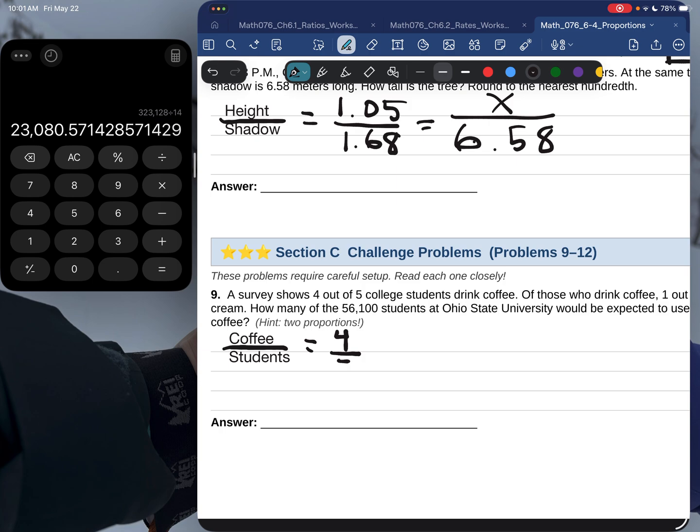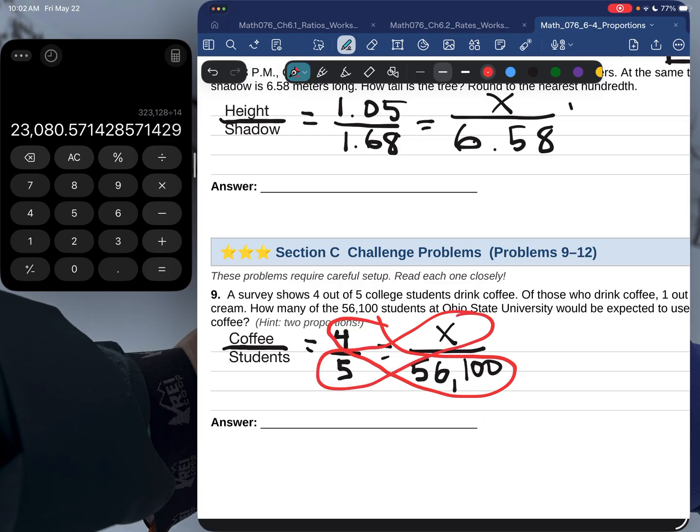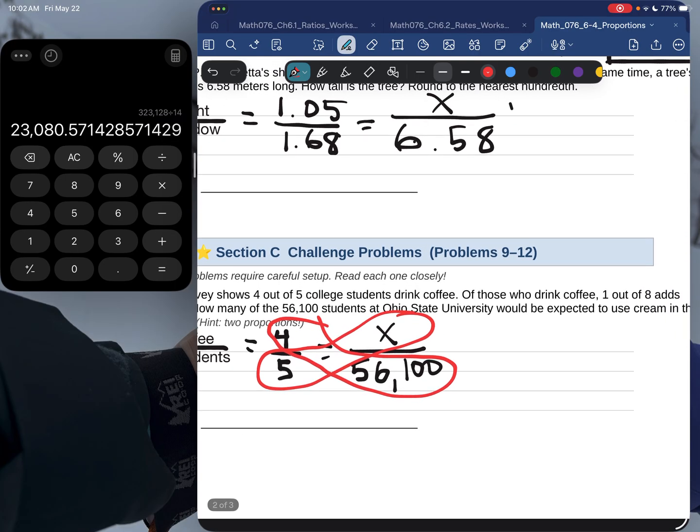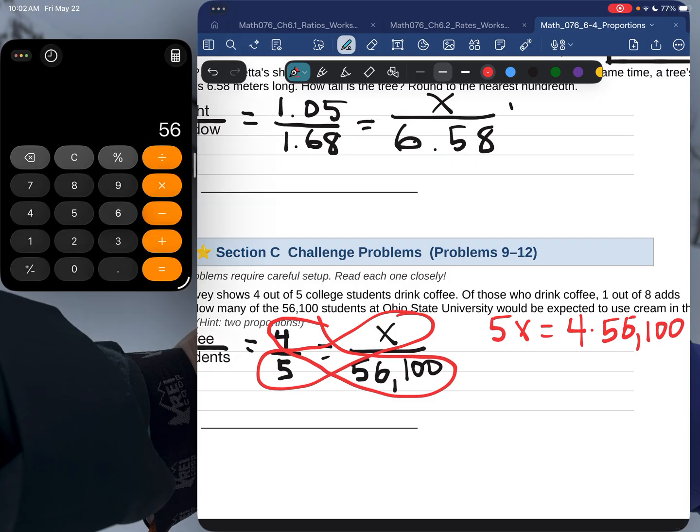I got 4 over 5. That's how many students like coffee out of 5 students. And then I know I've got 56,000 students, and I've got to figure out how many of those are coffee drinkers. Okay, so I'm going to cross multiply. So I get 5x equals 4 times 56,100. I put that in my calculator. I'm not feeling that mathy this morning.